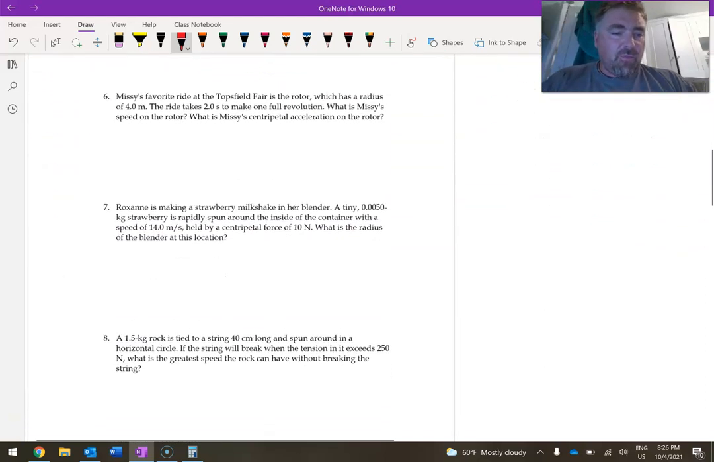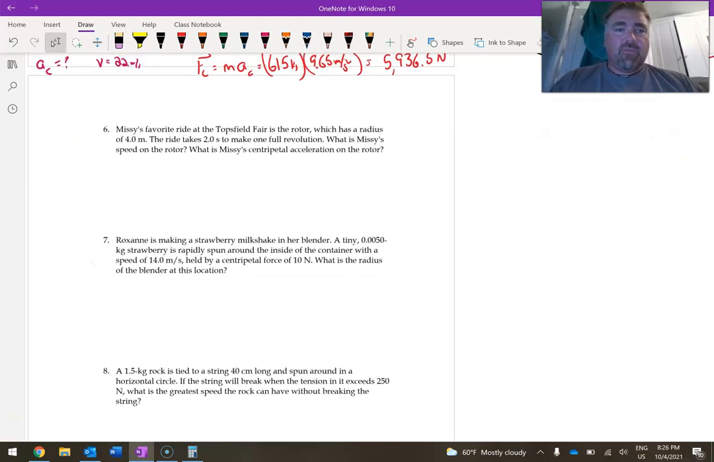All right, so a couple more on here. Number 6, Missy's favorite ride at the fair is a rotor, which has a radius of 4 meters. So we have a radius, 4 meters.